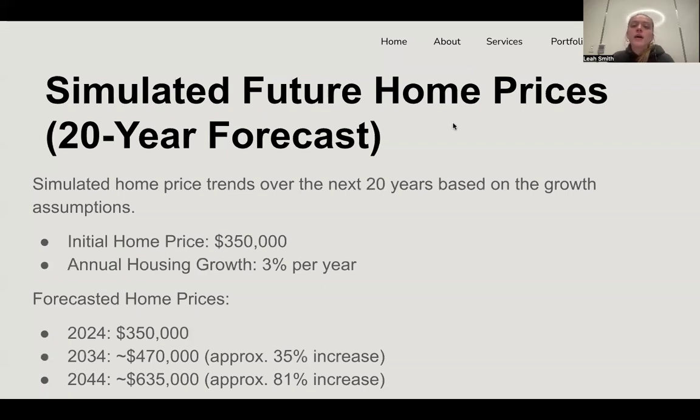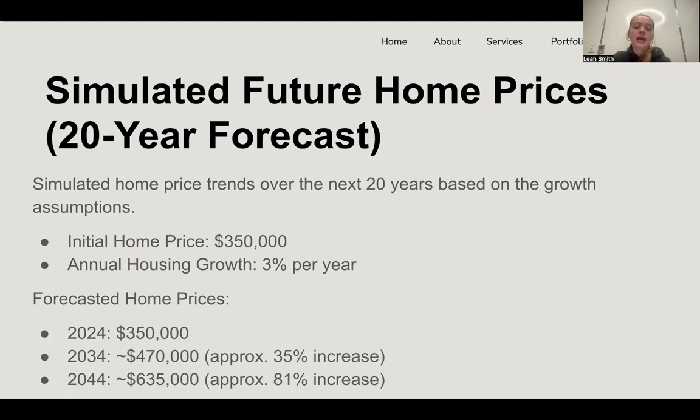My simulated home pricing, my 20-year forecast. The initial home price I started with was around 350,000, with that again annual housing growth of 3% a year. Based off of my conclusion, I saw that in 10 years, the average home price would be around 470,000, which is approximately a 35% increase from 2024. And then in 20 years, the average home price should be around 635,000, an 81% increase from 2024, which is kind of crazy.